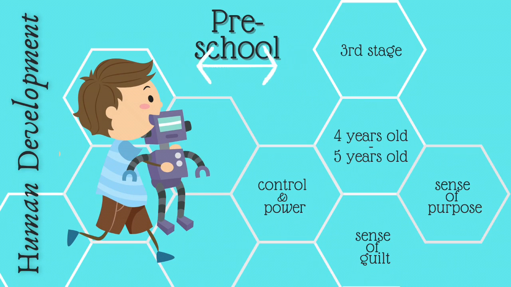Third stage is preschool, children from 4 years old to 5 years old need to begin asserting control and power over the environment. Success in this stage leads to a sense of purpose. Failure results in a sense of guilt.